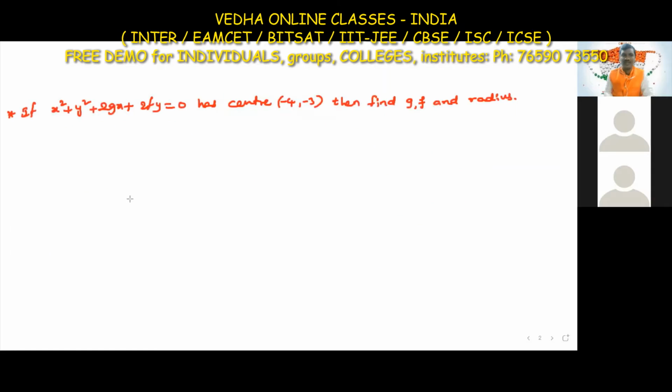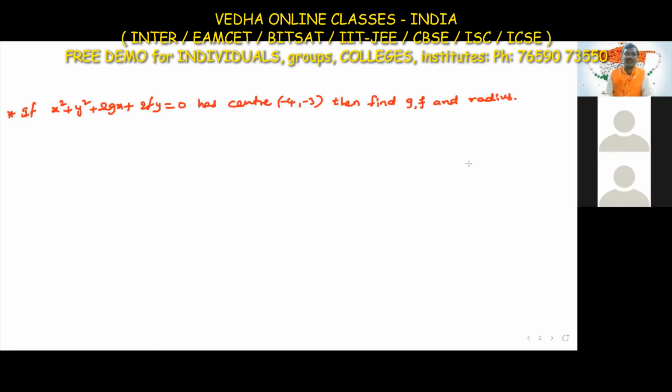Yes, sir. Okay, now if we come to the next question: if x square plus y square plus 2gx plus 2fy equal to 0 has center -4 comma -3, then find g comma f and its radius.